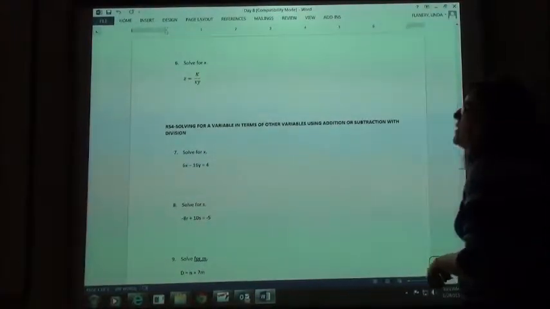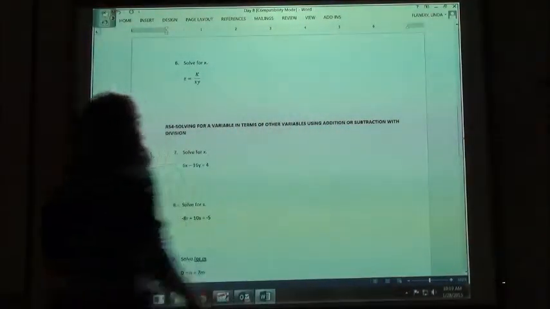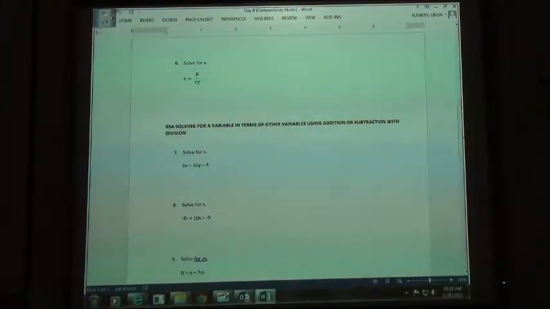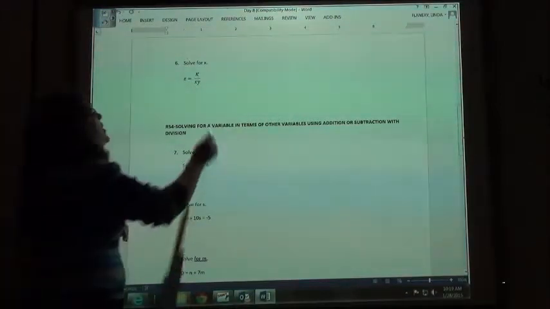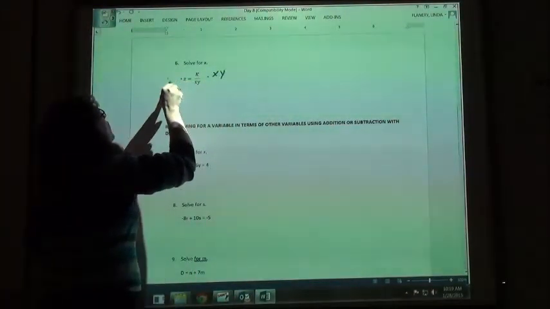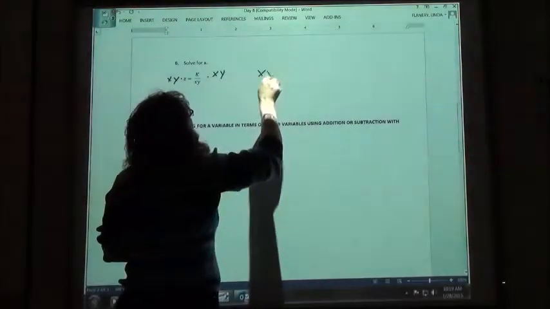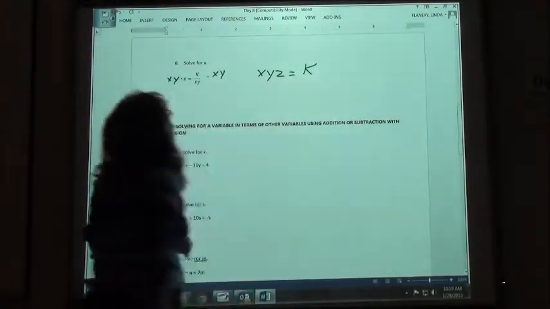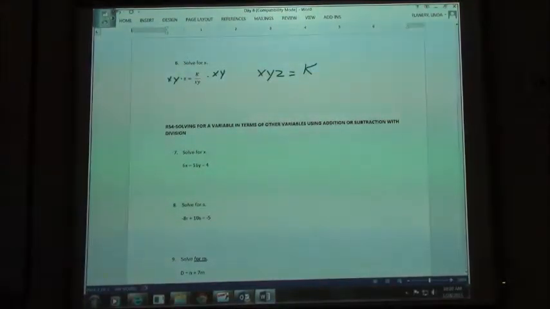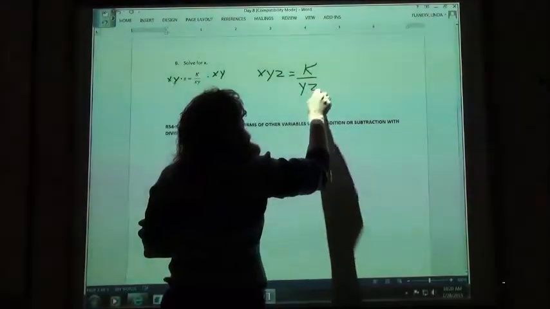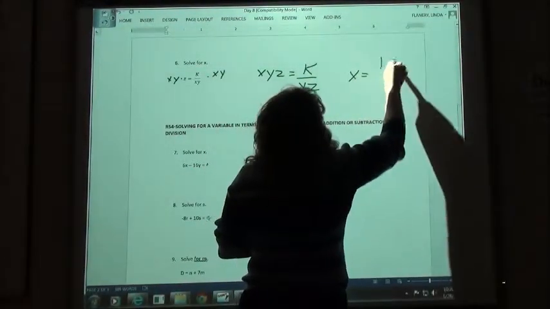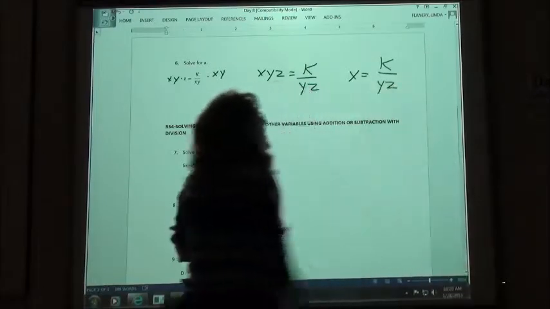So if I look at number 6 and I want to solve that one for x, the first thing I probably want to do is multiply by the x and the y to get rid of that fraction. So if I multiply by the x and the y, I have x, y, z equals k. Now I want to get the x by itself, so I'm going to divide by the y and the z, right? So the y and the z end up underneath the k. X is equal to k over y, z.